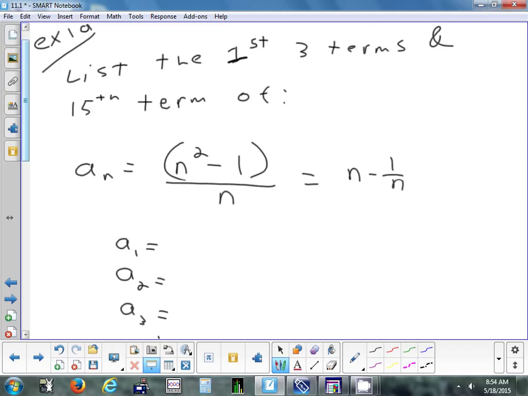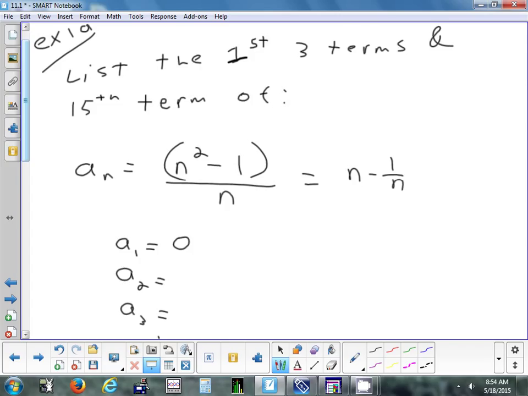This might be a harder pattern to come up with. Okay, so let's start with a sub 1. What would be the first term in that sequence? Fill in 1 for n. Just tell me what you get. 1? Well, let's double check. Plug it in the top. What's 1 squared minus 1? 0 over 1, which is 0. Okay, so the first term in that sequence is 0.